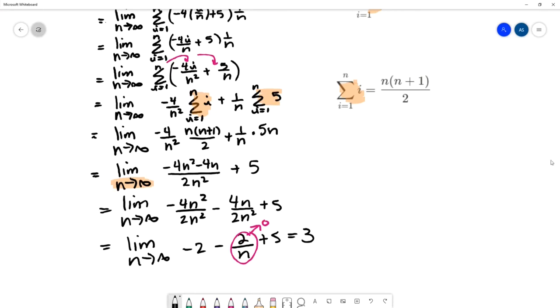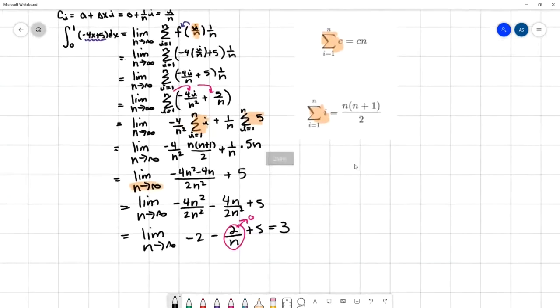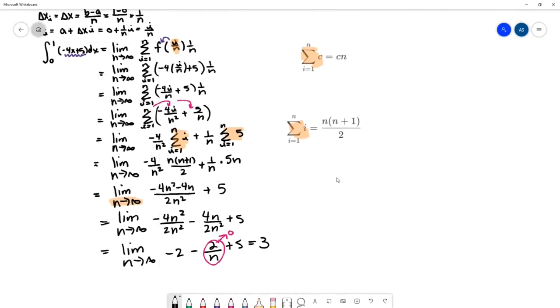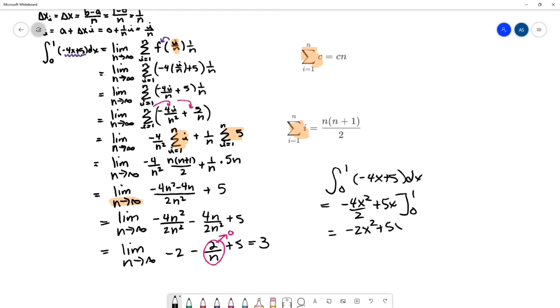So we found the definite integral, the area from negative 4x plus 5 to the x-axis from 0 to 1. And just to do this with the shortcut method would be using the fundamental theorem of calculus. You would find the antiderivative, that would be negative 4x squared over 2 plus 5x, and you're going to evaluate that from 0 to 1. This reduces to negative 2x squared plus 5x.